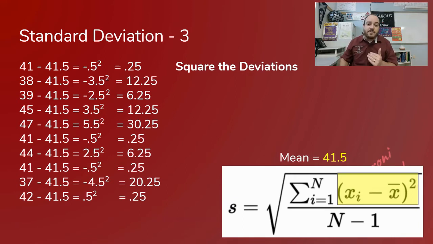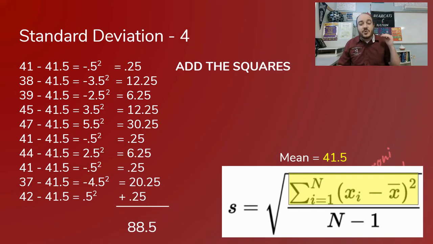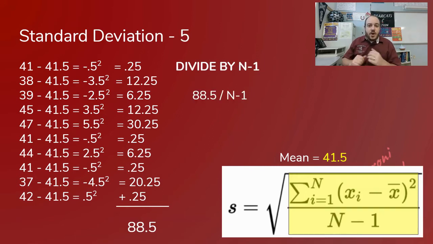So now that we have them all squared, the next step is to add all the squares together. So that is step 4 to finding our standard deviation. Add the squares together. Now you can see here we end up with an 88.5 as our answer for adding the squares together.